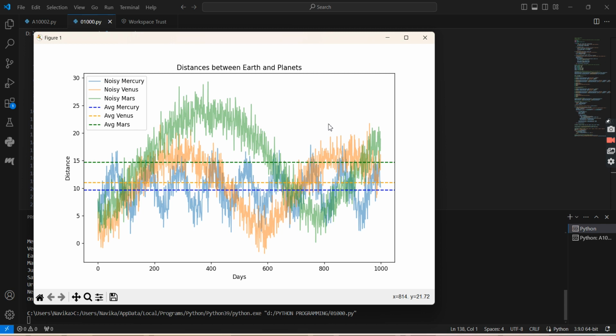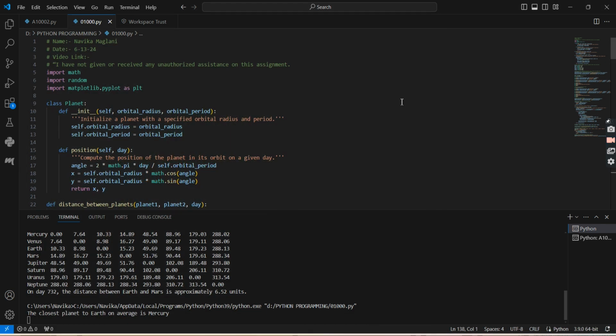Average distance reveals that Venus is closest to Earth on average. The code also constructs a matrix showing average distance among all the planets over 1,000 years and computes the specific distance between Earth and Mars on day 732, providing insight into planetary dynamics and proximity within the solar system.